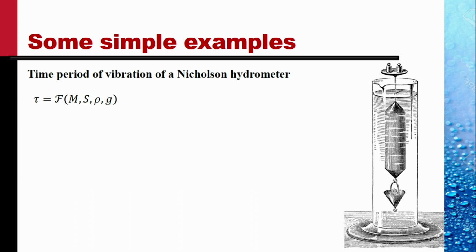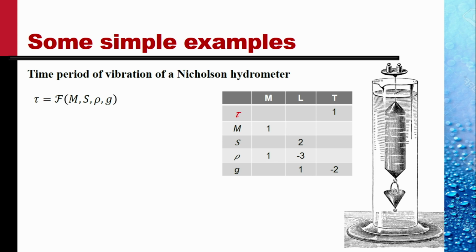This oscillated, not something that he wanted it to do, but it did oscillate when he put it in a liquid. The time period of vibrations of the Nicholson hydrometer is given as a function of the mass of the hydrometer M, S, the cross-sectional area of the neck where the free surface of the liquid is, rho, the density of the liquid that is there in the jar, and G, the acceleration due to gravity. So the value of N is 4.